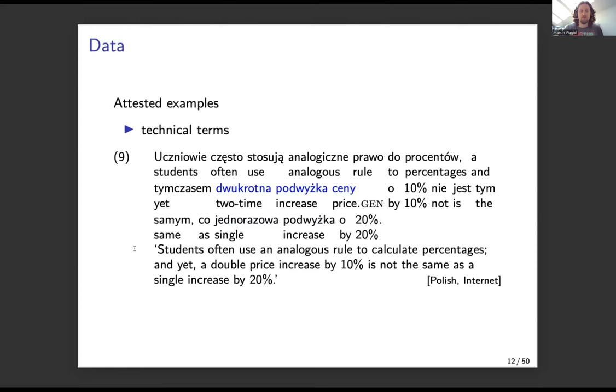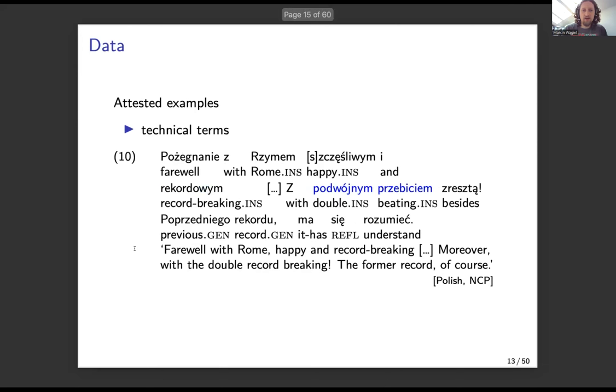Okay, so another example is from sports commentary. Farewell withdrawal, happy and record-breaking, moreover with a double record-breaking of the former record, of course. So what is meant here is that there was some sports event and there was an old record that was beaten during that event and a new record was set. And during the very same sports meeting, this new record was also beaten. So we have a new record that is better than the original one and better than the second record that was established during that sports event. So again, we have this recursive understanding.